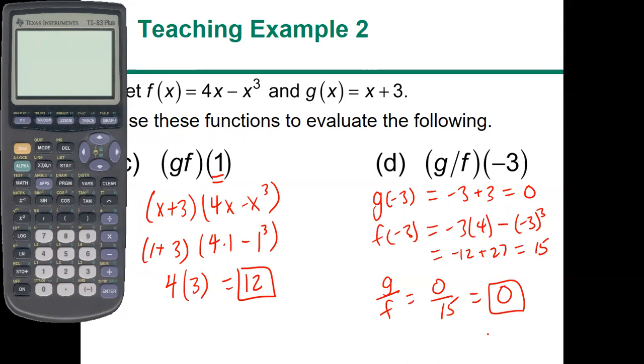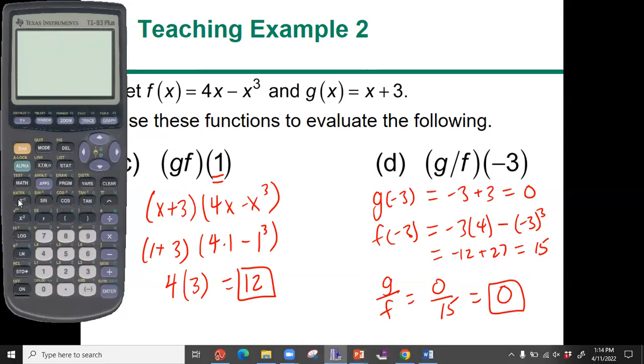All right. So again, totally up to you which way you want to approach it. Okay, the last way I'm going to show you on how to do these is using the calculator. So in the calculator, you would graph both functions.